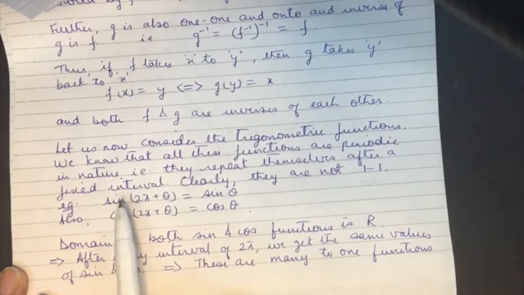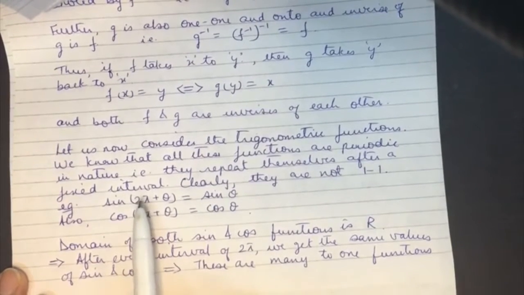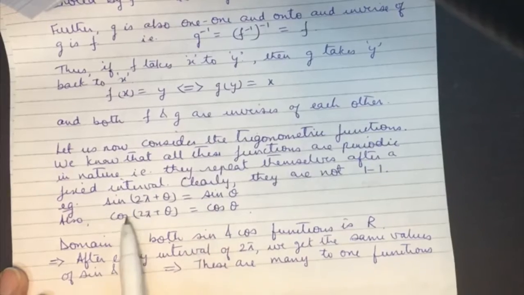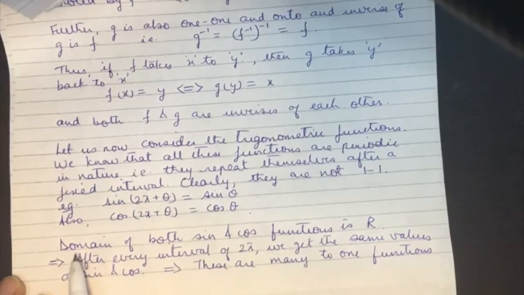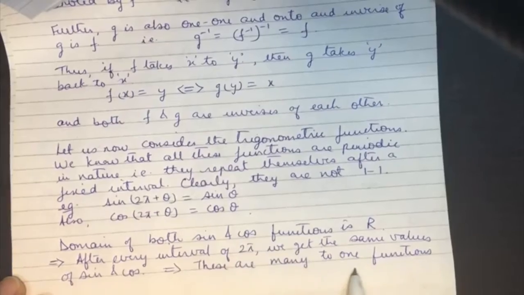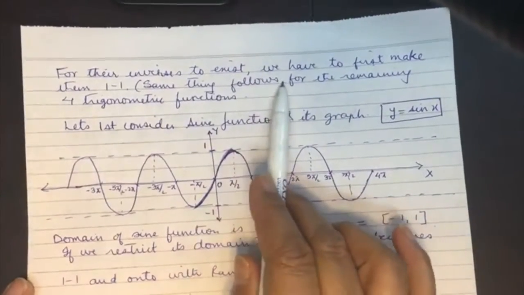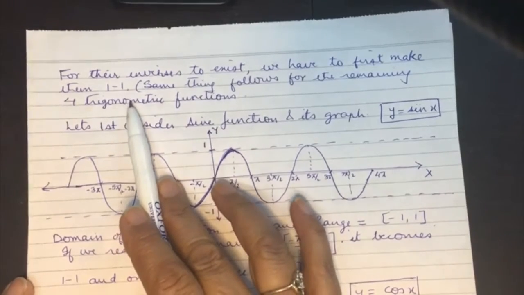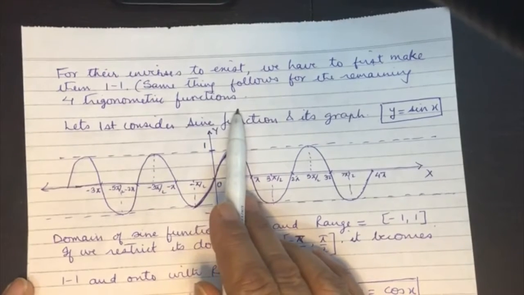Now it means that every angle which comes after every cycle of 2 pi will give you the same value of sine and the same value of cosine. So clearly they are not 1-1 but many-to-1 functions. Now, for their inverses to exist, we have to first make them 1-1. And the same thing follows for the remaining 4 trigonometric functions also.